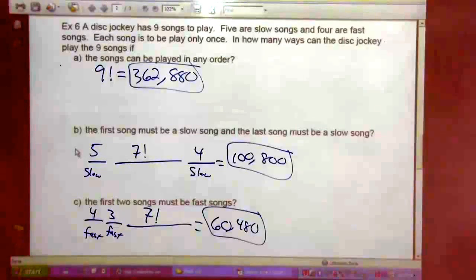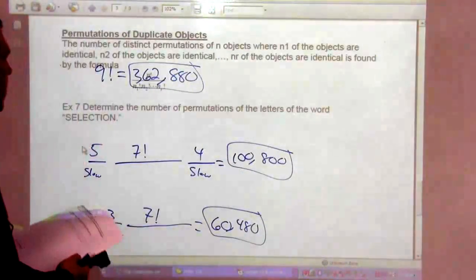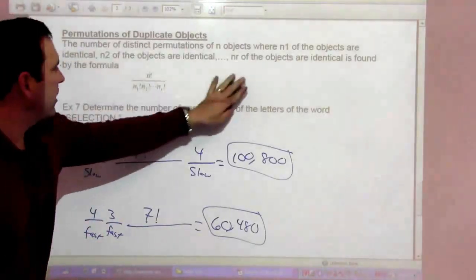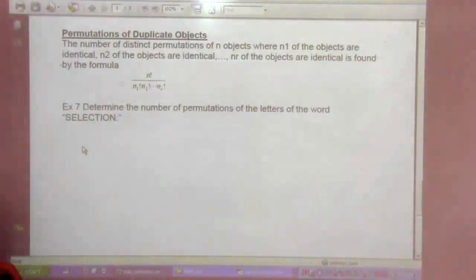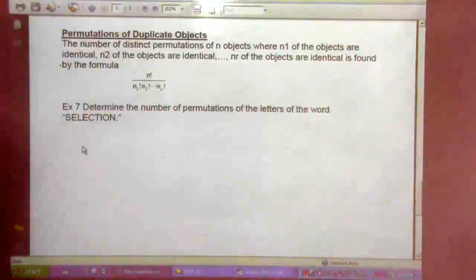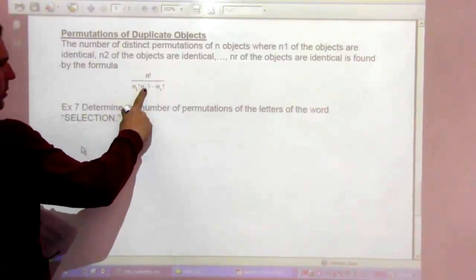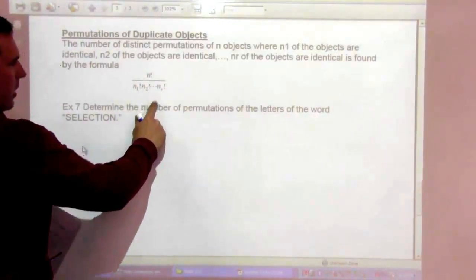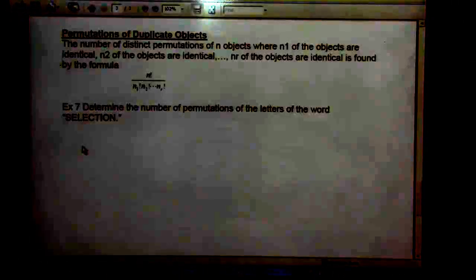Go on to the last page here. Permutations of duplicate objects. The number of distinct permutations of n objects where n1 of the objects are identical, n2 of the objects are identical, and nr of the objects are identical is found by n factorial over n1 factorial times n2 factorial times nr factorial. So determine the number of permutations of the letters of the word selection.